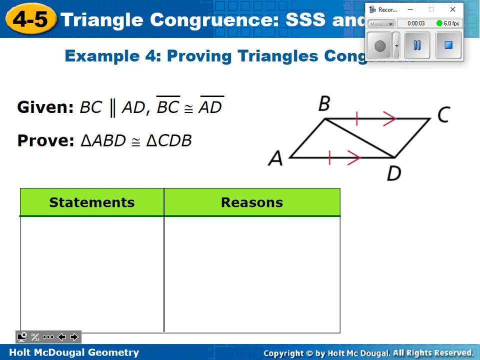Proofs on your homework, and there will be proofs on your test on this chapter. First thing I want you to do is make sure that you are on section 4.5 and that you're at example number 4, because that's where we're starting today. So find example 4 on 4.5. It's probably on the back or near the back. Is it on the very back? Okay, it's on the very back of 4.5.